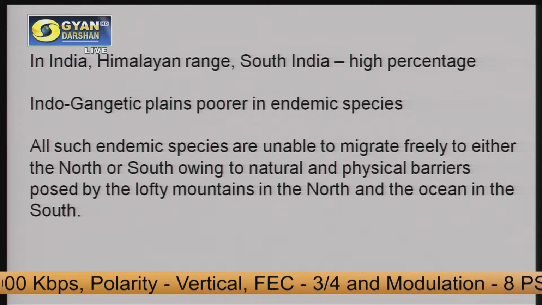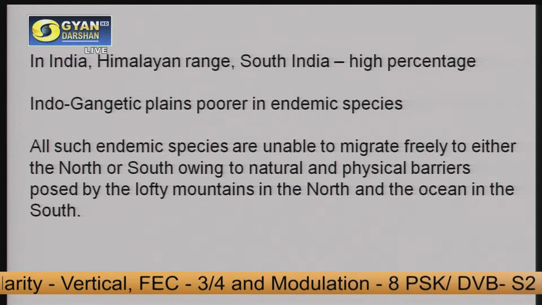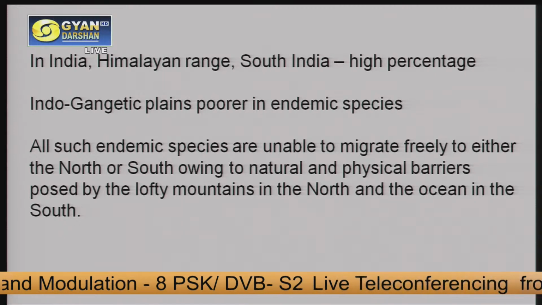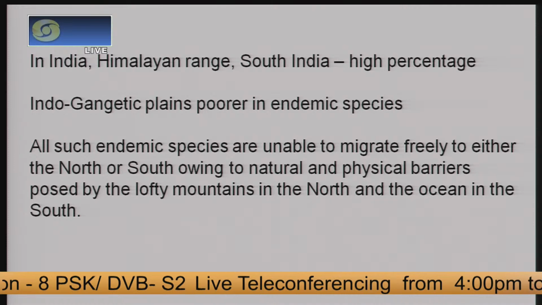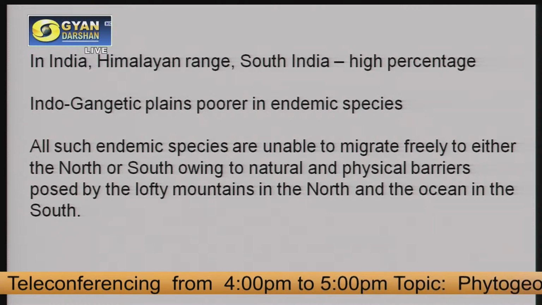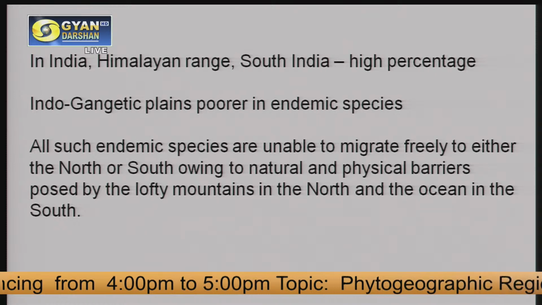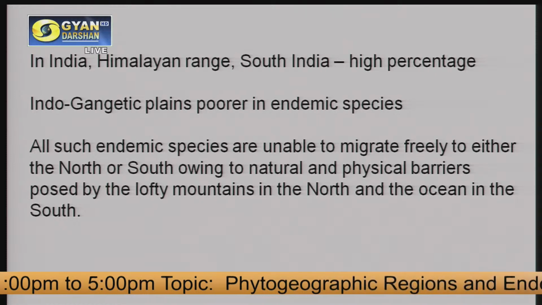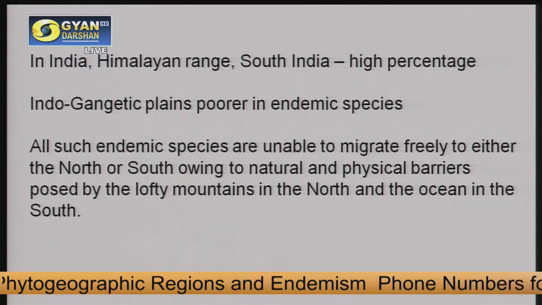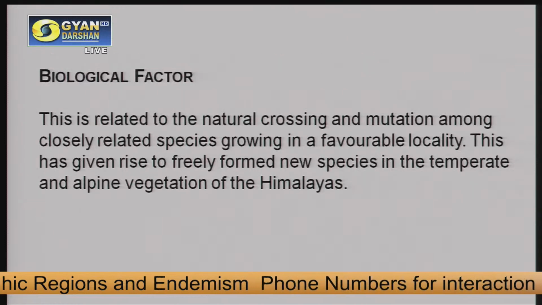So all such endemic species are enabled to migrate freely either to the north or to the south. Why are they not able to migrate to the north? Because you have the lofty mountains in the north. Why are they not able to migrate to the south? Because, as I said, you have vast oceans in the southern parts of India. So that's the reason that you find a huge abundance of endemic species.